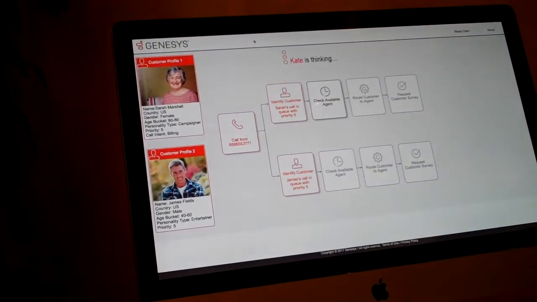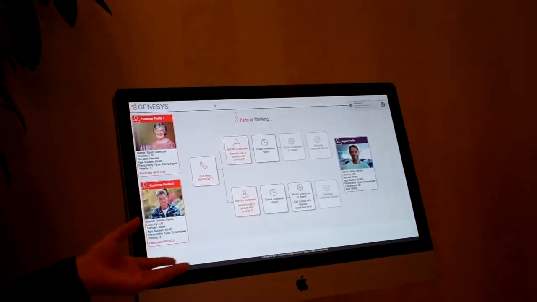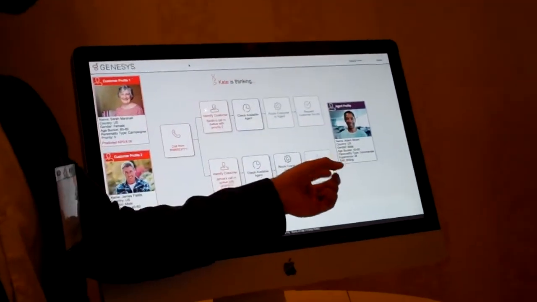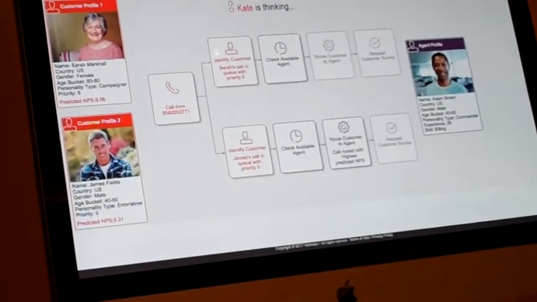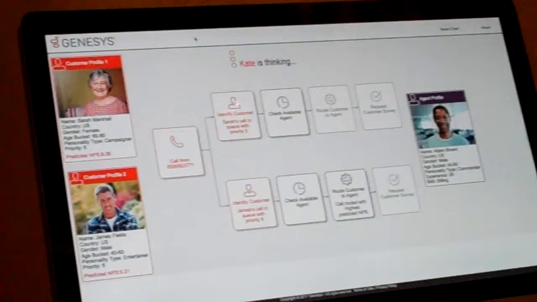So now we have both of these guys on hold. And we talked about this earlier. Two customers waiting, same intent, same priority. In this backend, we see why we're routing. This interaction automatically routed to Adam Brown. If you were placing bets, James Fields was the winner. And the reason for that is projected NPS score.